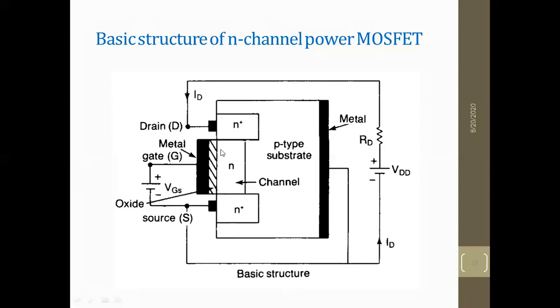It results in narrowing of the N channel. Nothing but the N channel becomes very narrow, where the width of the N channel reduces due to the depletion. Therefore, due to this, there is a high resistance from drain to source, that is the RDS value from drain to source.